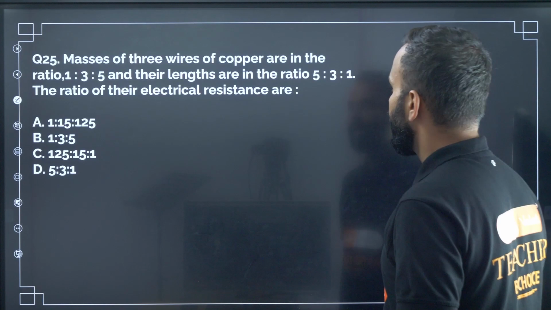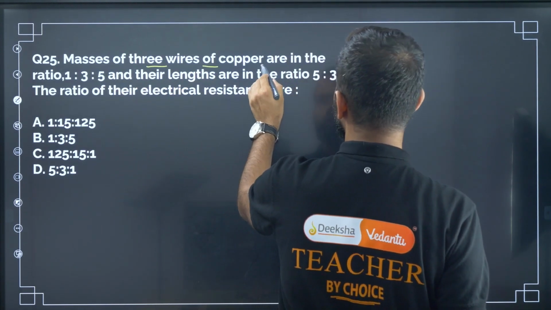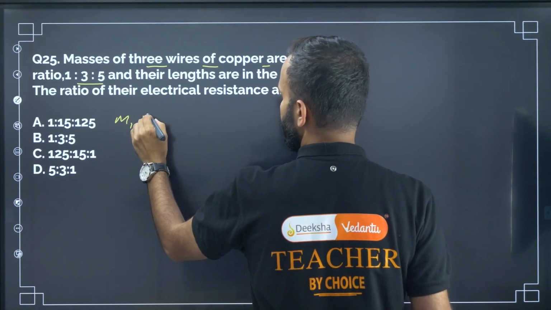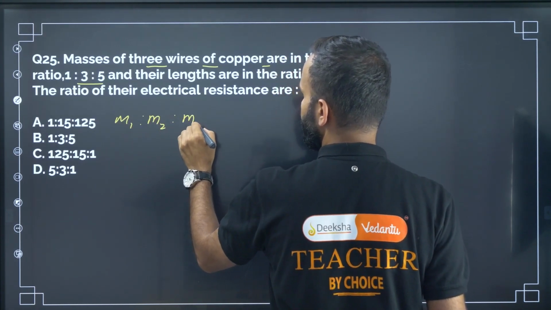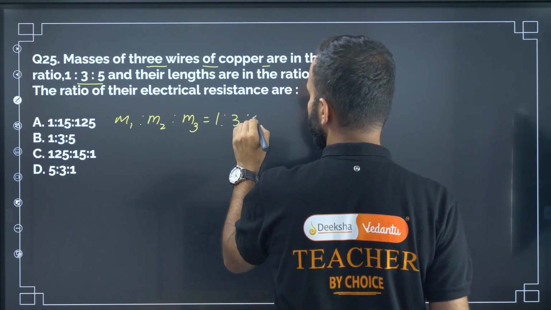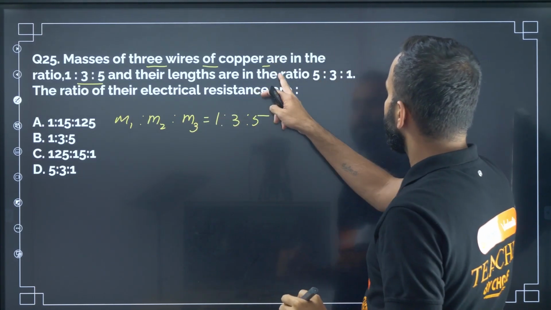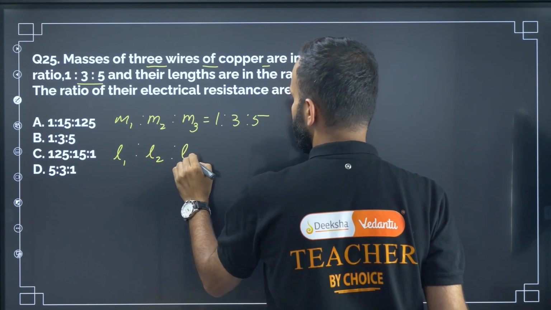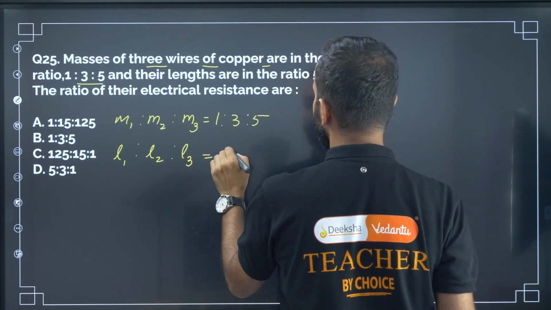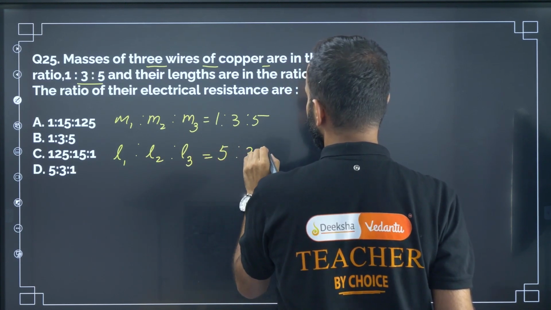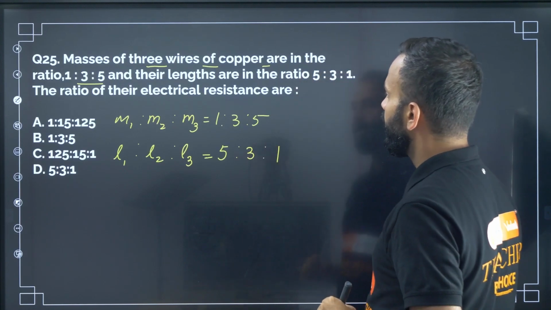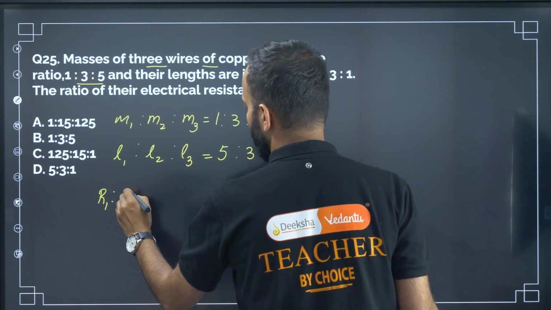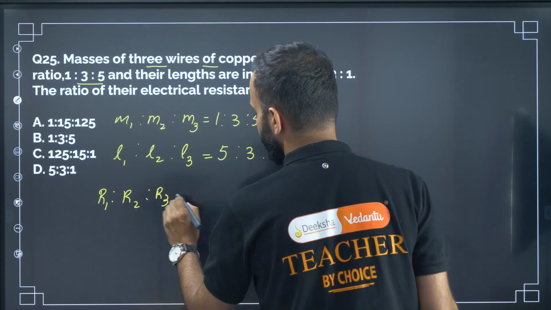Question number 25. Masses of the three wires of copper are in the ratio 1:3:5. That is M1 is to M2 is to M3 equal to 1:3:5. And their lengths are in the ratio 5:3:1. That is L1 is to L2 is to L3 equal to 5:3:1. The ratio of their electrical resistance R. We need to find the resistance ratio R1 is to R2 is to R3, right?